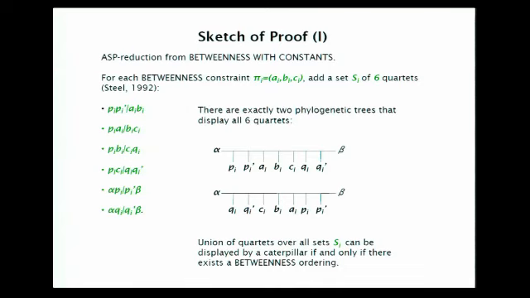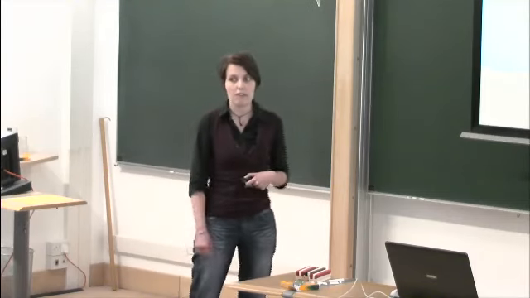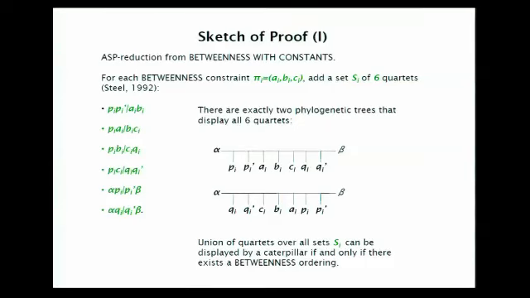So if you now take all the constraints and you add in 6 quartets for each constraint, you get a set of quartets that can be displayed by a caterpillar if and only if there exists a betweenness ordering. However, the problem with that caterpillar is that it's not unique. So if you're given a betweenness ordering, you can come up with several caterpillars that display the set of quartets.